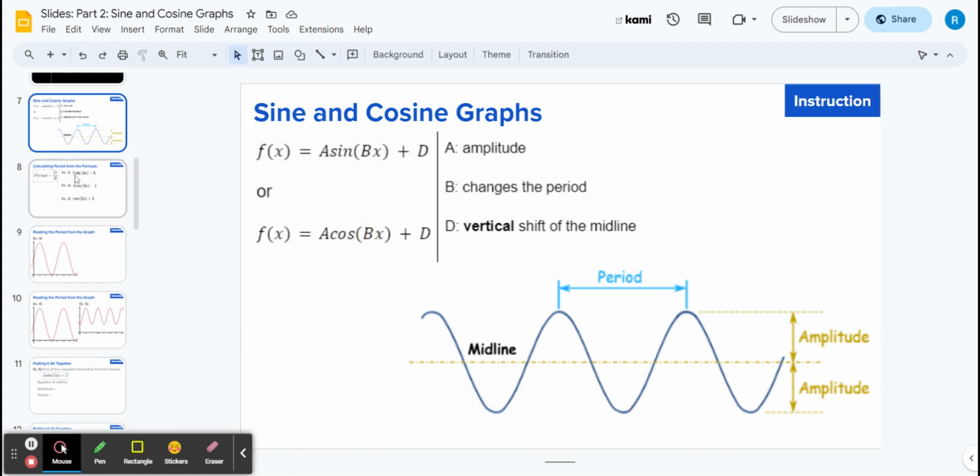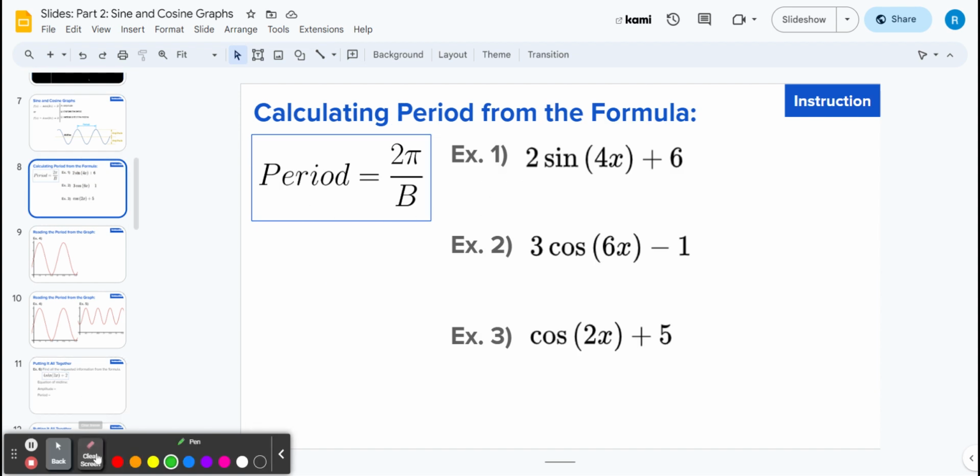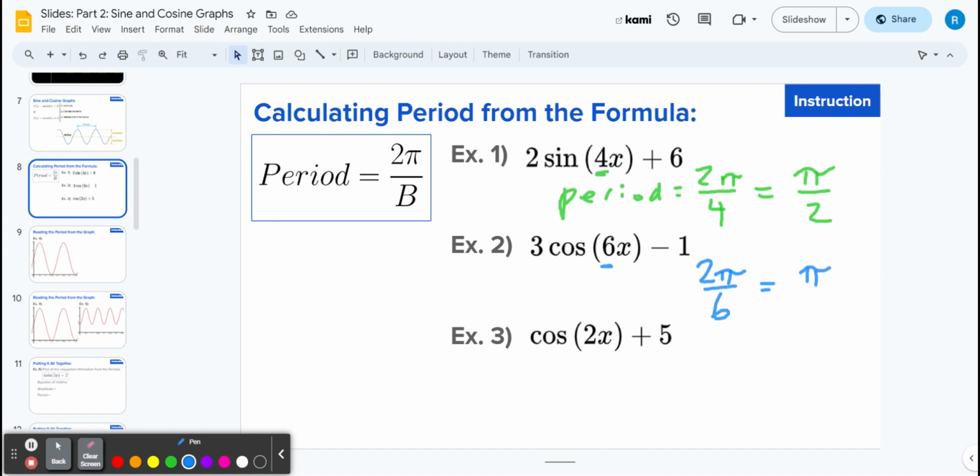So when we're calculating the period, all we got to do is locate b, which in this case is 4, and calculate it. So we get period equals 2 pi over b, which is 4 in this case, and we can simplify this down into pi over 2, and that is the period of our sine wave. Can repeat that for example 2, basically locating b, 2 pi over 6 is going to be what our period is equal to, and so that can simplify down into pi over 3.